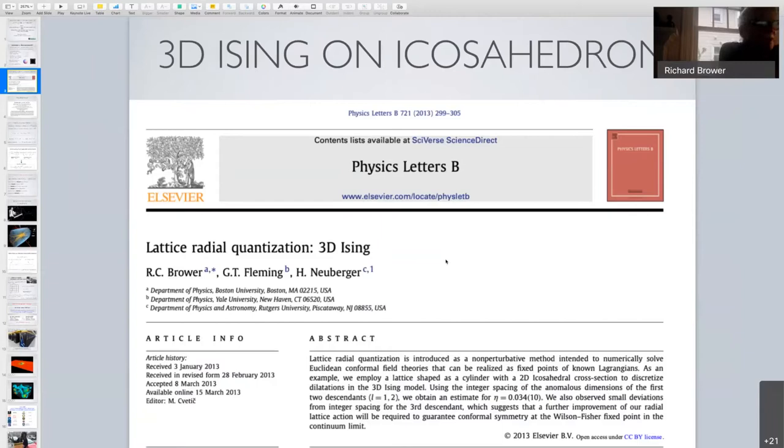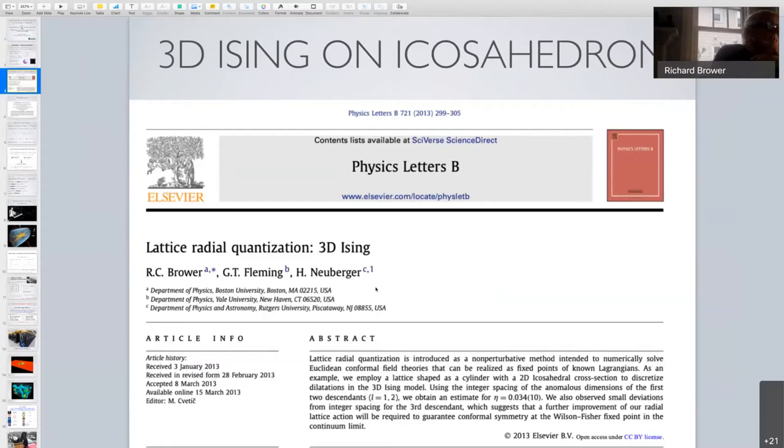The good news is that we got a nice critical point. The bad news, which I will explain, was it really wasn't the right theory. It wasn't the theory on a sphere. It turned out to actually be a theory on piecewise flat areas of an icosahedron. So that's part of the lesson: we abandoned the Ising model because we didn't know how to really put it on a sphere.